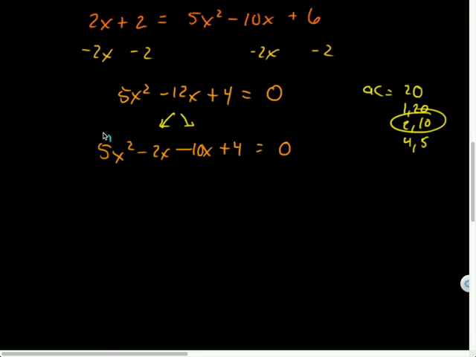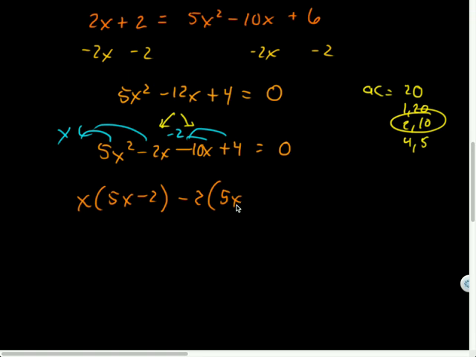And now I factor by grouping, so a yoink, a yoink. I could steal an x over here, a yoink, a yoink. I'll steal a negative 2. Always take the sign with you if you can, if your first term is negative. So I'll have x times 5x minus 2, minus 2 parentheses 5x minus 2. Man, I feel like those are the ugliest 5s I've written. Ugh. So my factors are 5x minus 2 and x minus 2 equals 0.